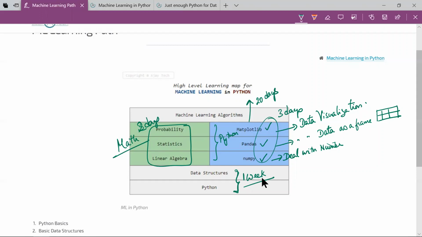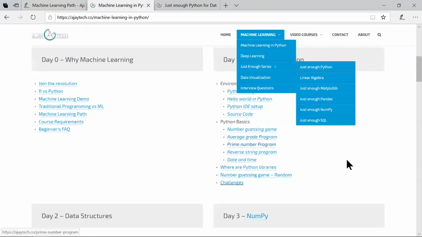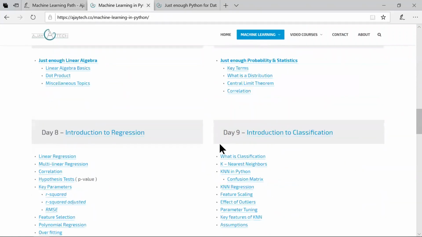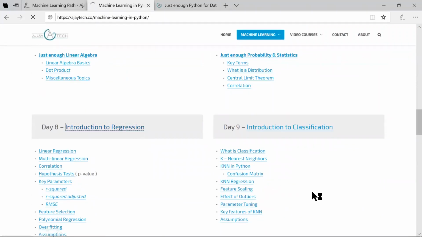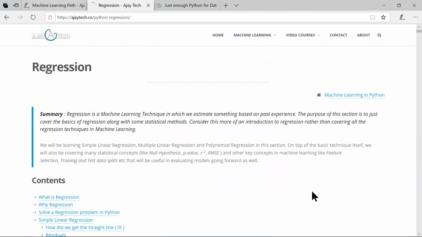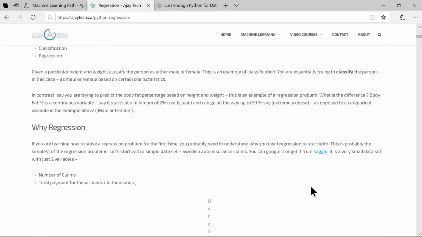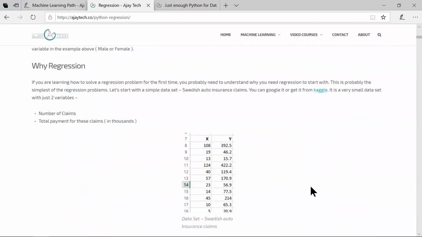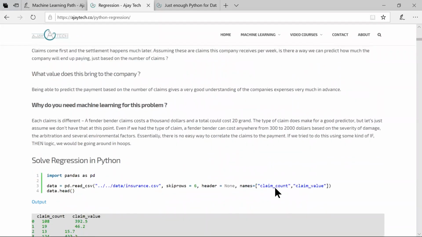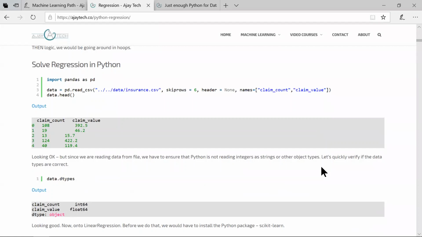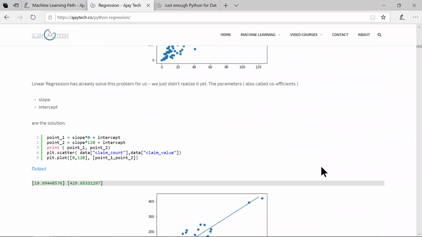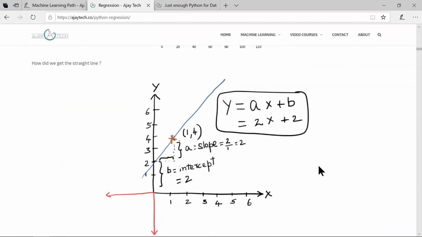And each algorithm we'll cover in detail. Let me give you one example. Say we talk about regression. This simplest algorithm, we'll cover that algorithm very much in detail, like, why we are doing regression. We'll take some sample data sets, solve that sample data set in Python, and then we'll understand what regression really means. We'll have to go deep into it.